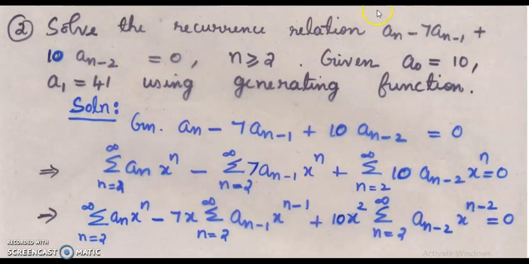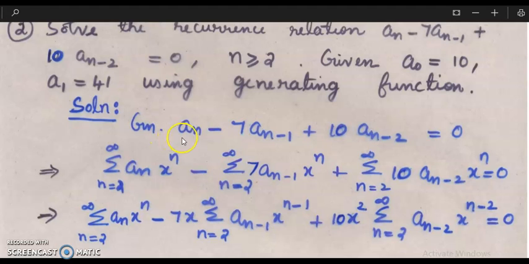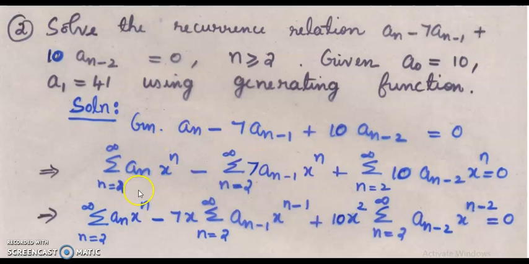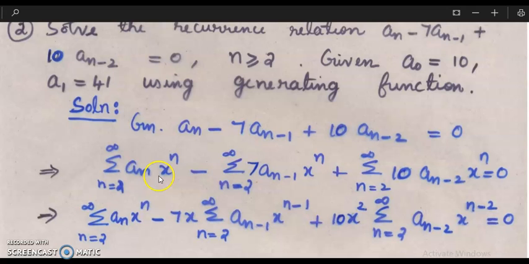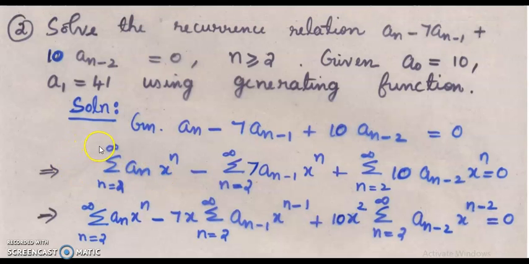Here is a recurrence relation we are going to solve using a generating function. Solution: first step, you take down the recurrence relation. Second step, we have to take the summation and multiply by x raised to n. That's what we learned, right?